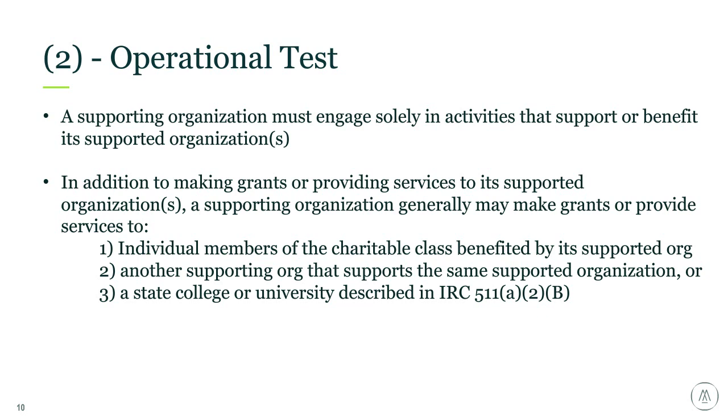Now, the last two here, I think, are pretty self-explanatory. However, I wanted to touch further upon what is meant by individual members of the charitable class benefited by its supported organization in bullet point 1. A good example which would highlight what is meant by this is allowing a supporting organization of a university to make grants either directly to the university or distribute scholarships to students at the university. Now, the students at the university would be an example of the individual members of the charitable class benefited by its supported organization, the university.